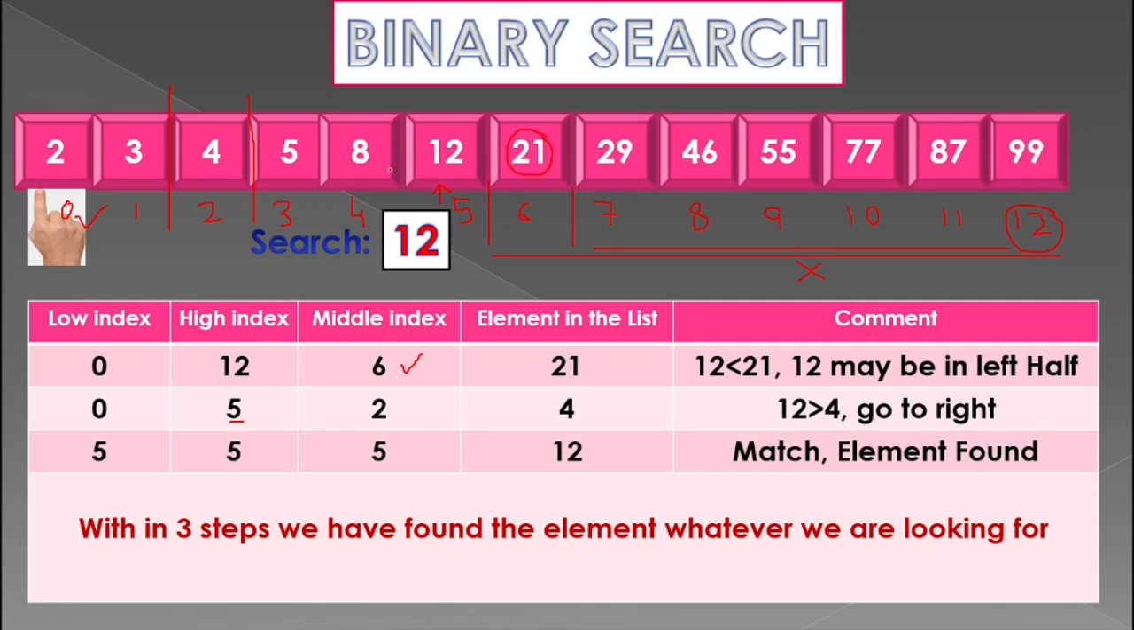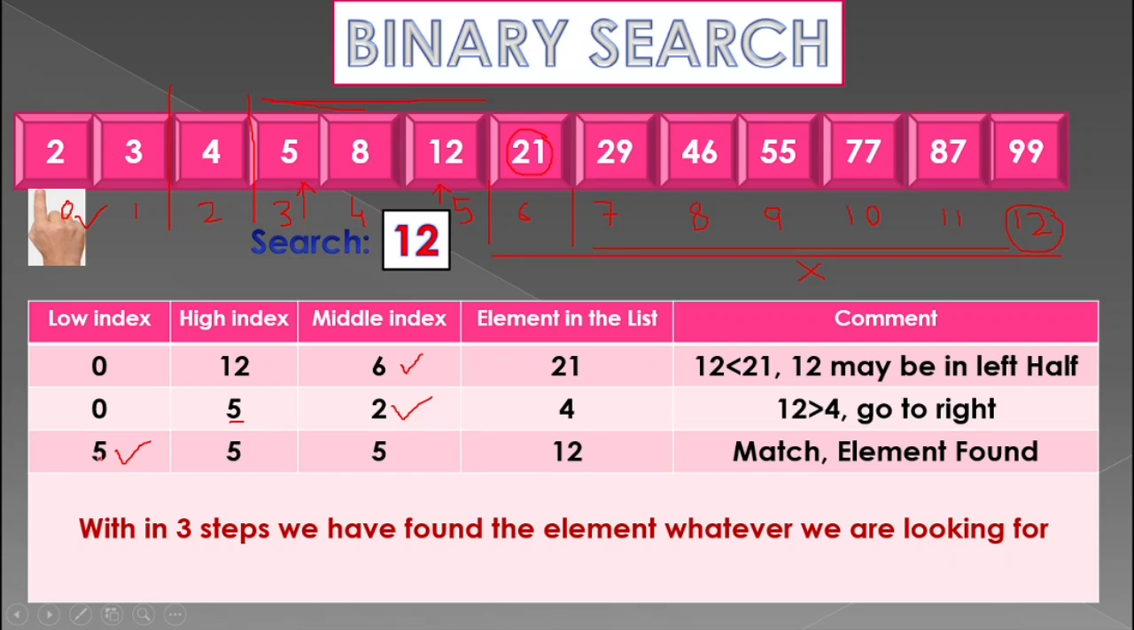Then my element might be in this particular portion, in this location or this location or this location. This is what I got now. Here you can observe, again I am dividing it. Now the low value has been made mid plus 1, so now it has become 3.